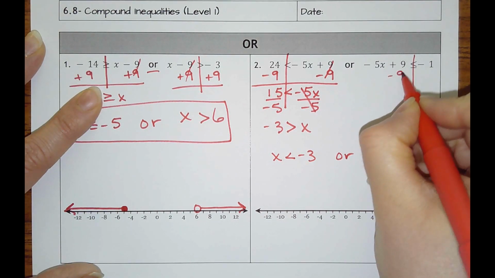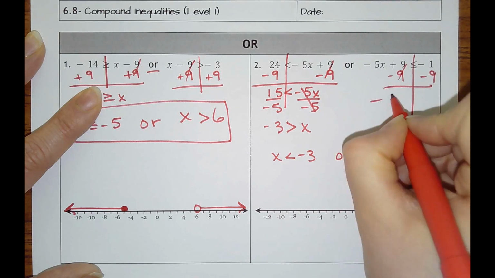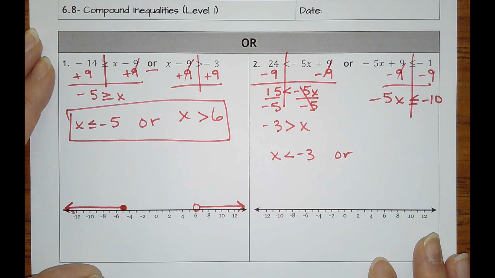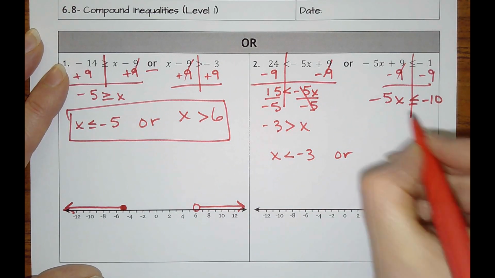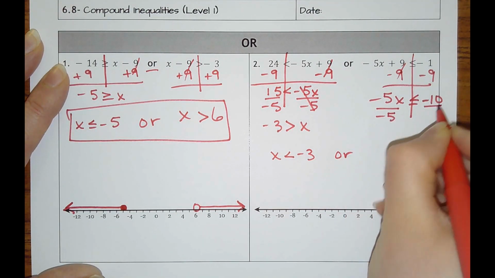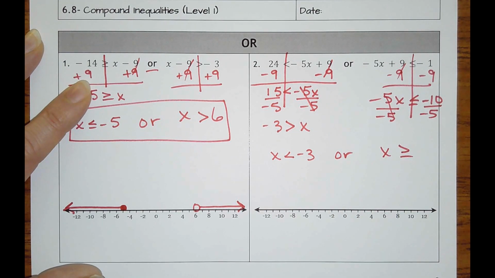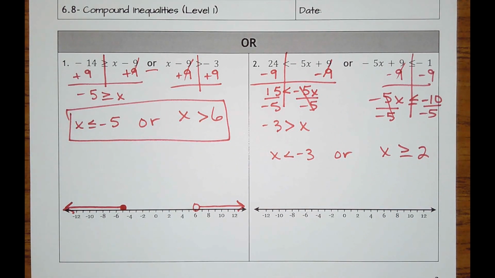We're going to subtract 9. Bring down your negative 5x is less than or equal to, that's negative 10. Divide by negative 5. I have to flip the symbol, and that would be 2. So it could be a number less than negative 3 or equal or greater than 2.